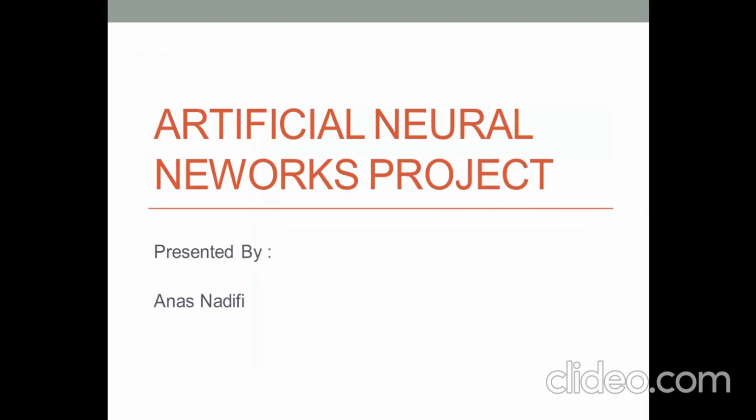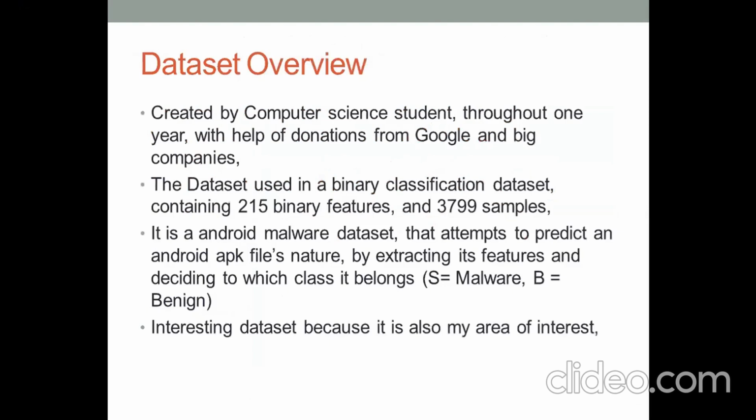Okay, so hello everyone. This is my artificial neural networks project. My name is Anas Nadir. This is a brief dataset overview. This dataset was created by computer science students, I believe at Harvard University, throughout one year with help of resource donations from Google and big companies, which can be found on their respective websites.